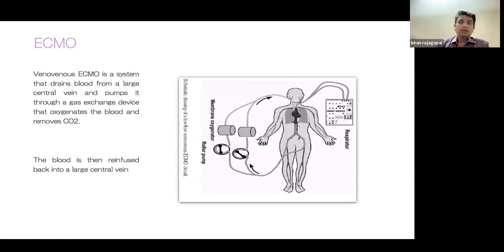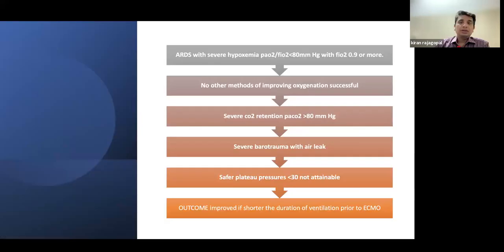So this is how we proceed with ECMO. That is, the patient's PF ratio is still less than 80 with an FiO2 requirement of more than 0.9, and other methods, including proning, have failed, or CO2 retention is there, or we cannot achieve a safe plateau pressure. That is, plateau pressure less than 30 cannot be maintained, that is, lung protective ventilation cannot be maintained. In such situations, we can opt for ECMO.